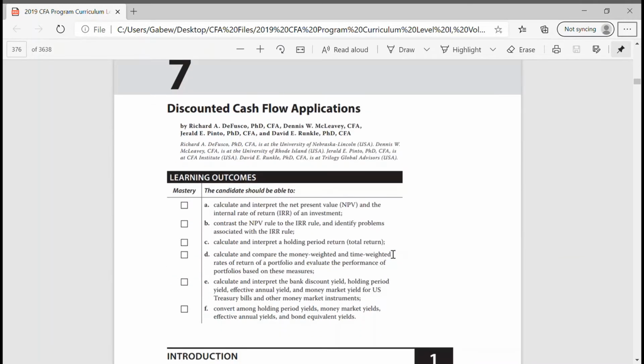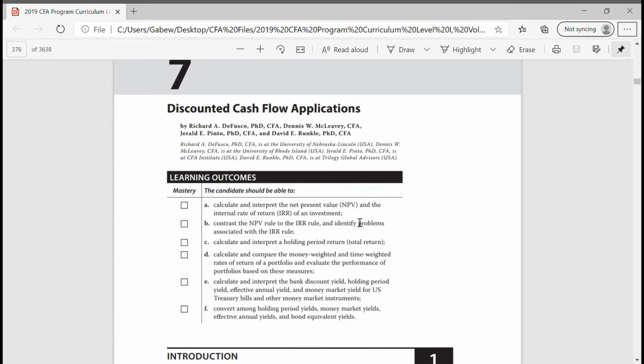Learning outcomes. Candidates should be able to: calculate and interpret the net present value, NPV, and the internal rate of return, IRR, of an investment. Contrast the NPV rule to the IRR rule, and identify problems associated with the IRR rule. Calculate and interpret a holding period return or total return. Calculate and compare the money-weighted and time-weighted rates of return of a portfolio, and evaluate the performance of a portfolio based on these measures.